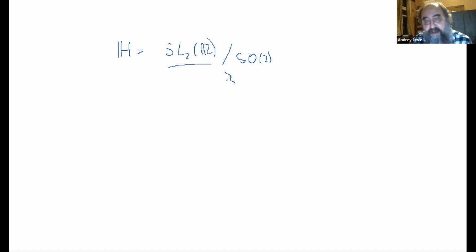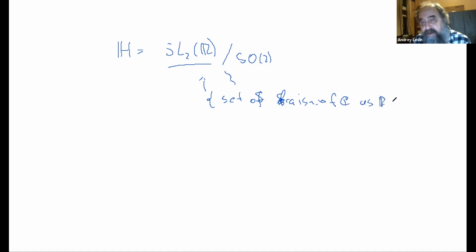in the theory of automorphic forms, we use the following fact that the upper half plane is the quotient of the group SL2R by SO2. Okay, and so somehow this corresponds to the fact that H parameterizes lattices with generators. Indeed, what is SL2R? SL2R, this is the set of bases of C as an R vector space.